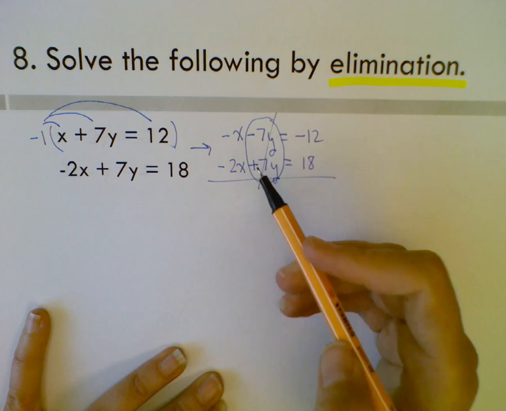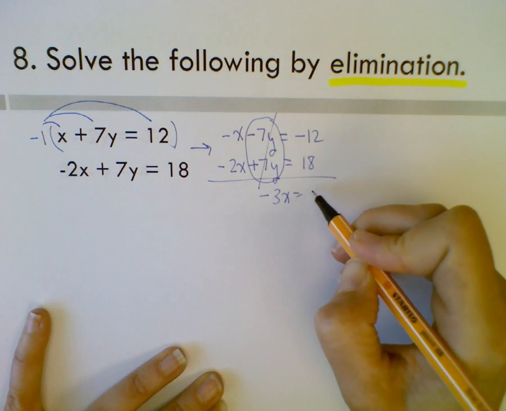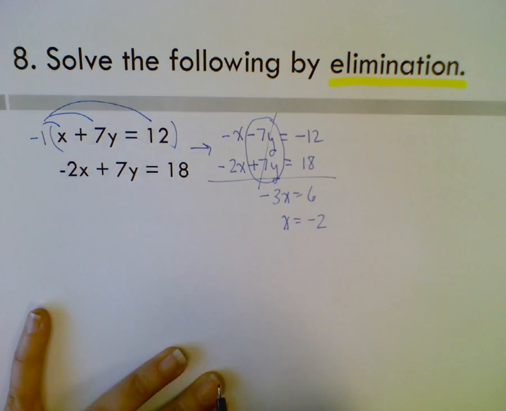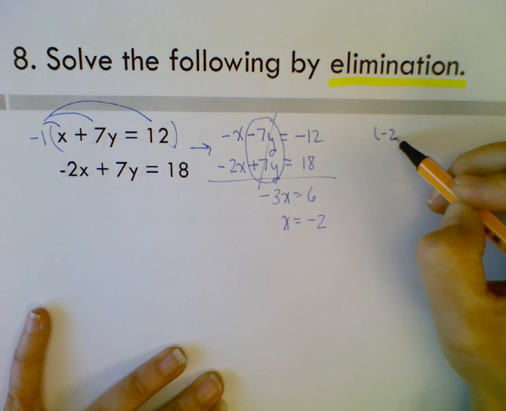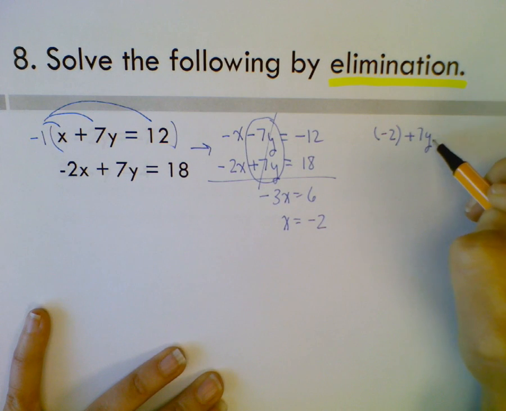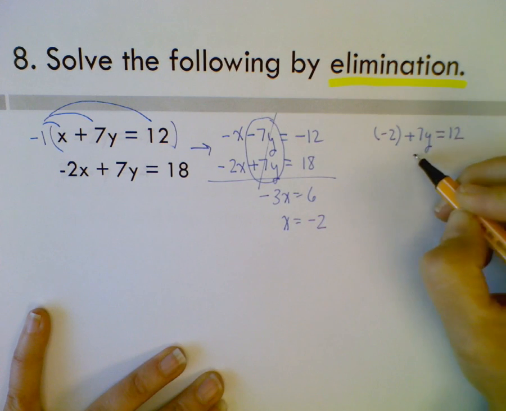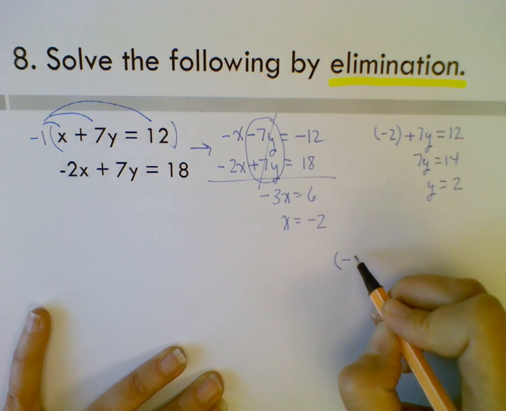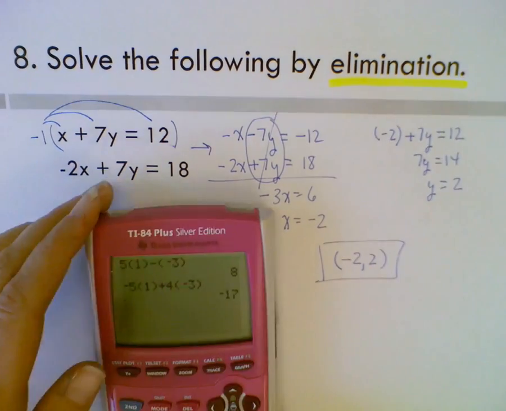So negative x minus 2x is negative 3x, and negative 12 plus 18 is positive 6, so x is negative 2. I can take that and substitute it back into my first equation. So I have negative 2 plus 7y equals 12. If I add 2 to both sides, that gives me 7y equals 14, and y equals positive 2. So my ordered pair here is (-2, 2). Again, we're going to test that in our calculator.